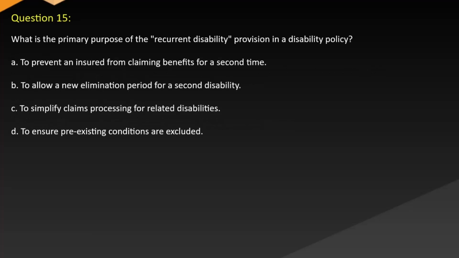Question 15. What is the primary purpose of the recurrent disability provision in a disability policy? A. To prevent an insured from claiming benefits for a second time. B. To allow a new elimination period for a second disability. C. To simplify claims processing for related disabilities. D. To ensure pre-existing conditions are excluded.